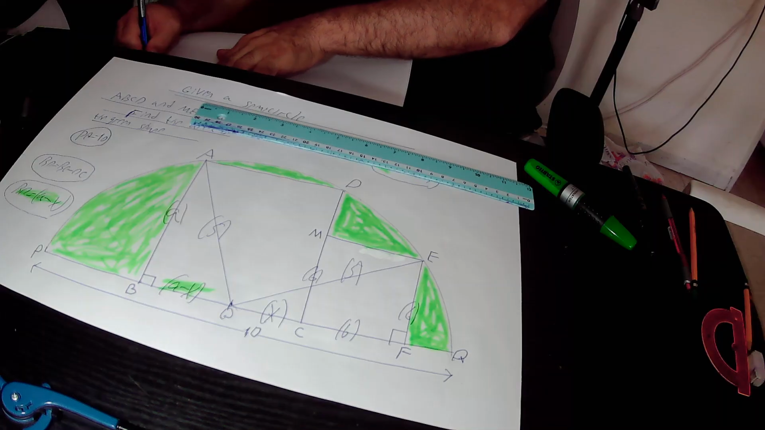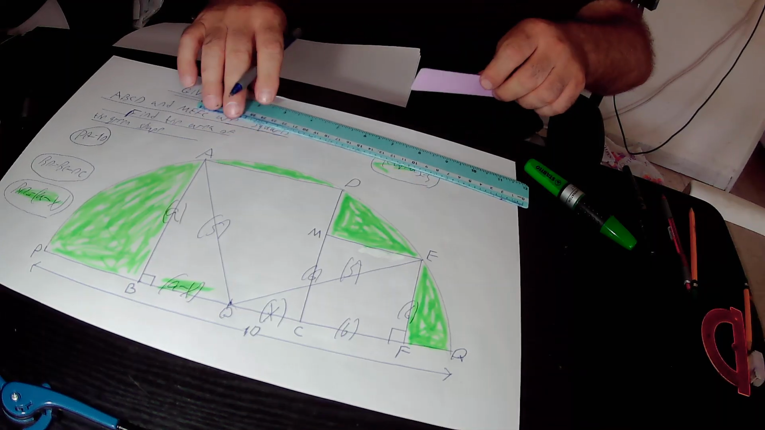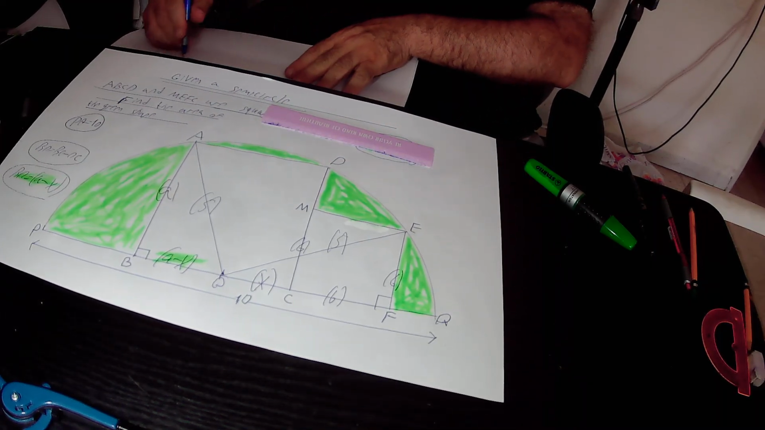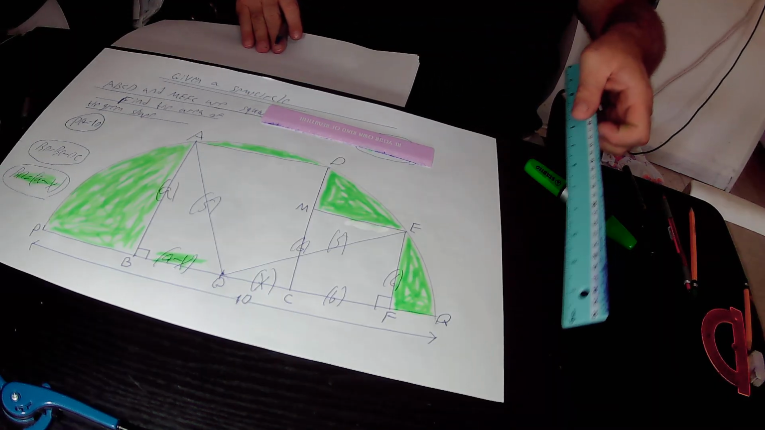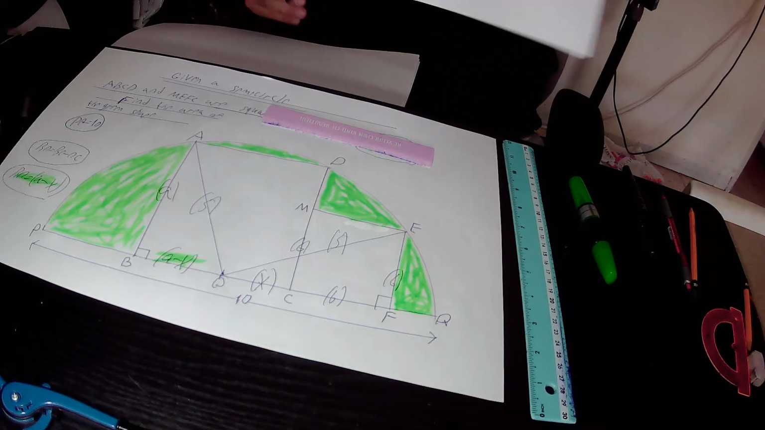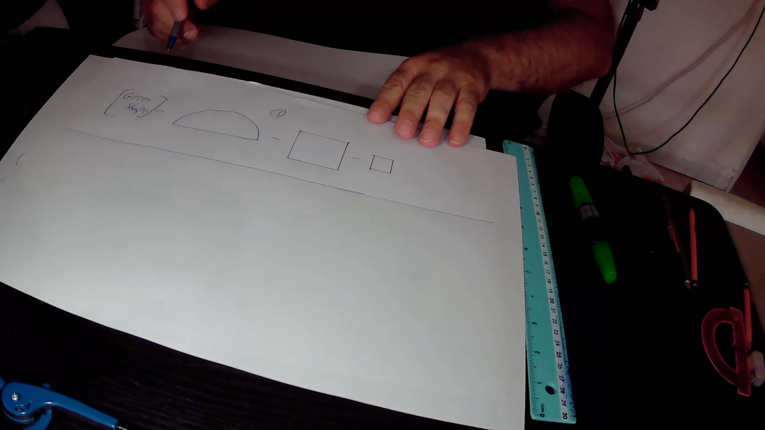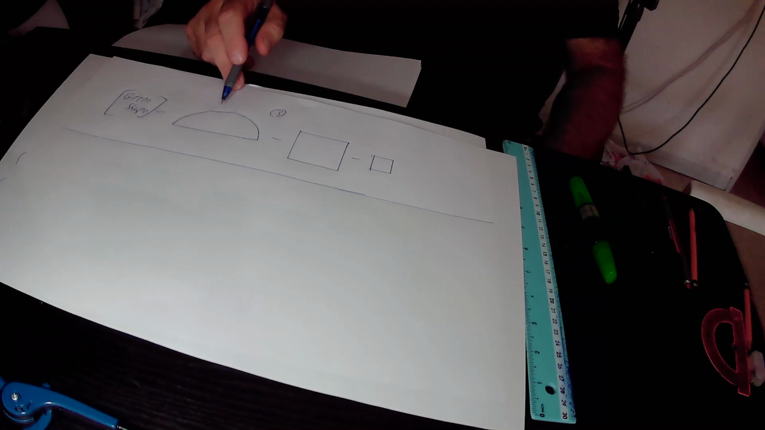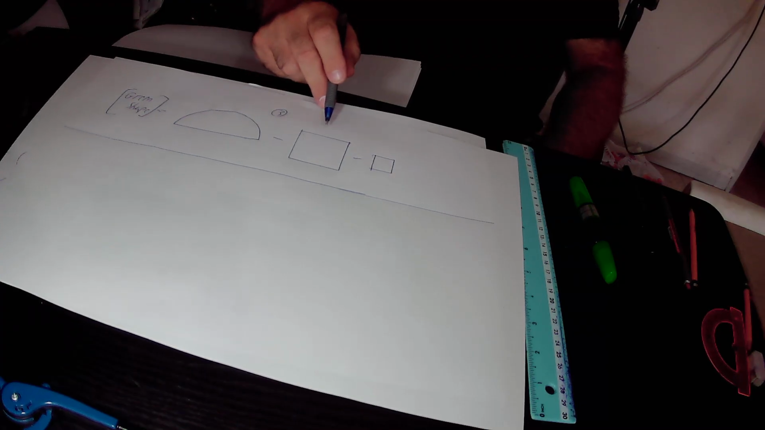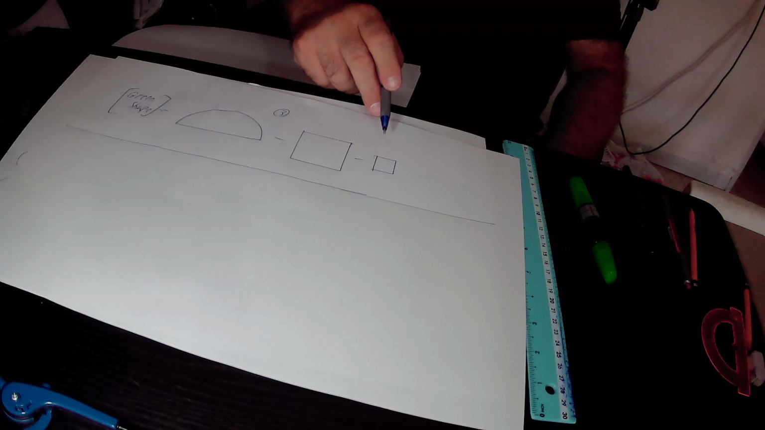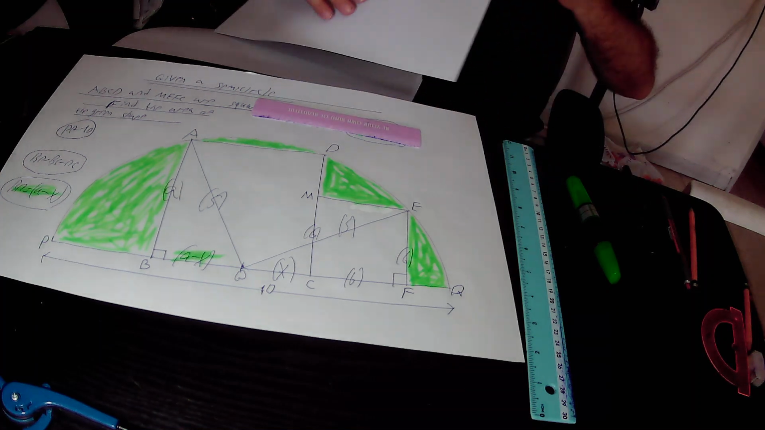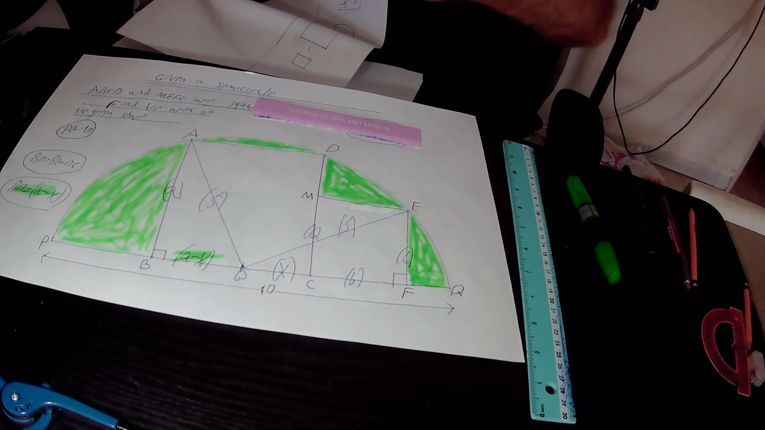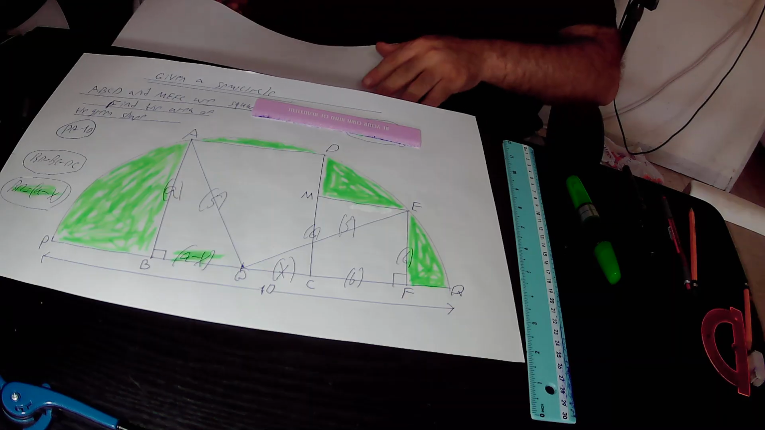So repeat again, we found out that the area of the green shape equals the area of the semicircle minus the area of the big square ABCD minus the area of the small square MEFC. We already found out that the radius of this semicircle is 5.